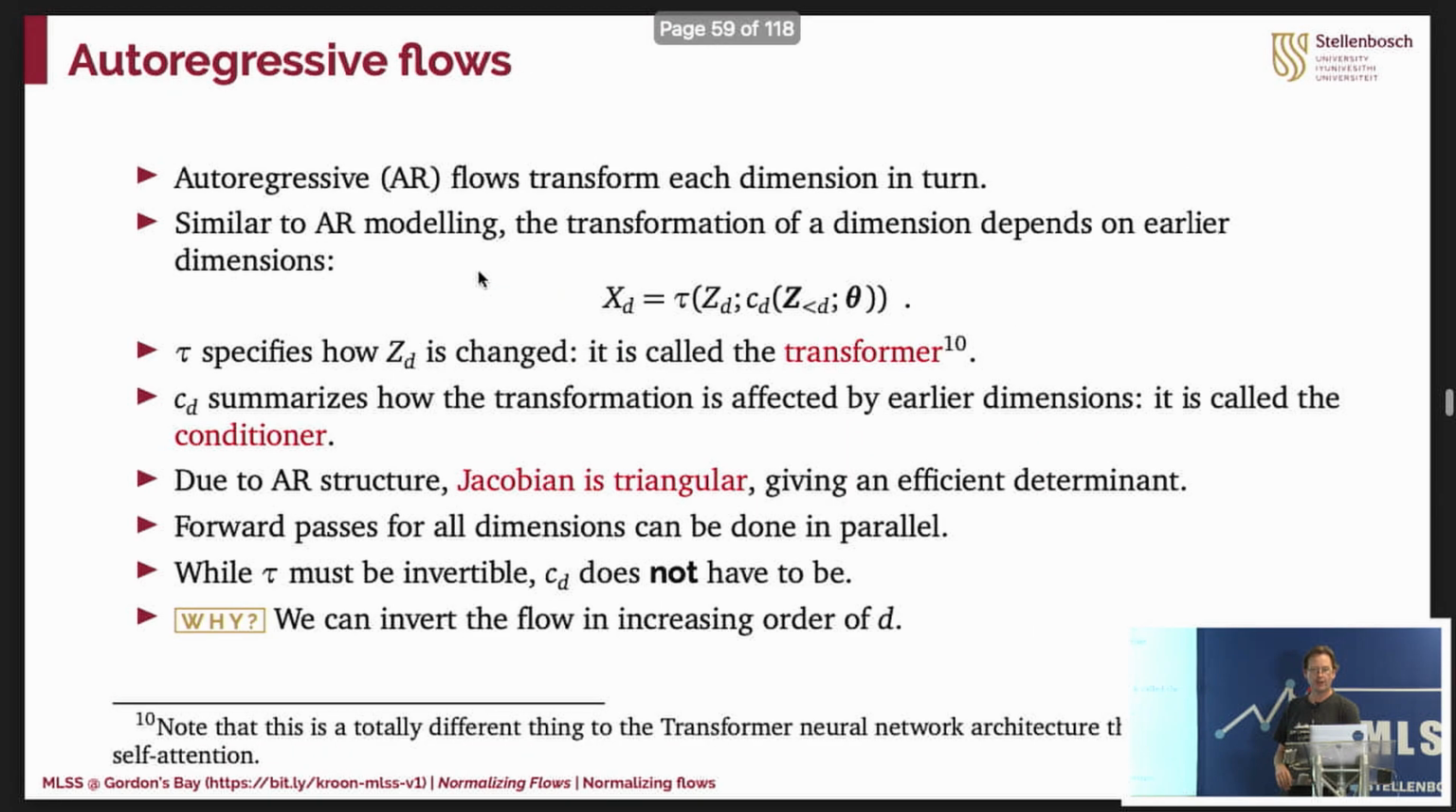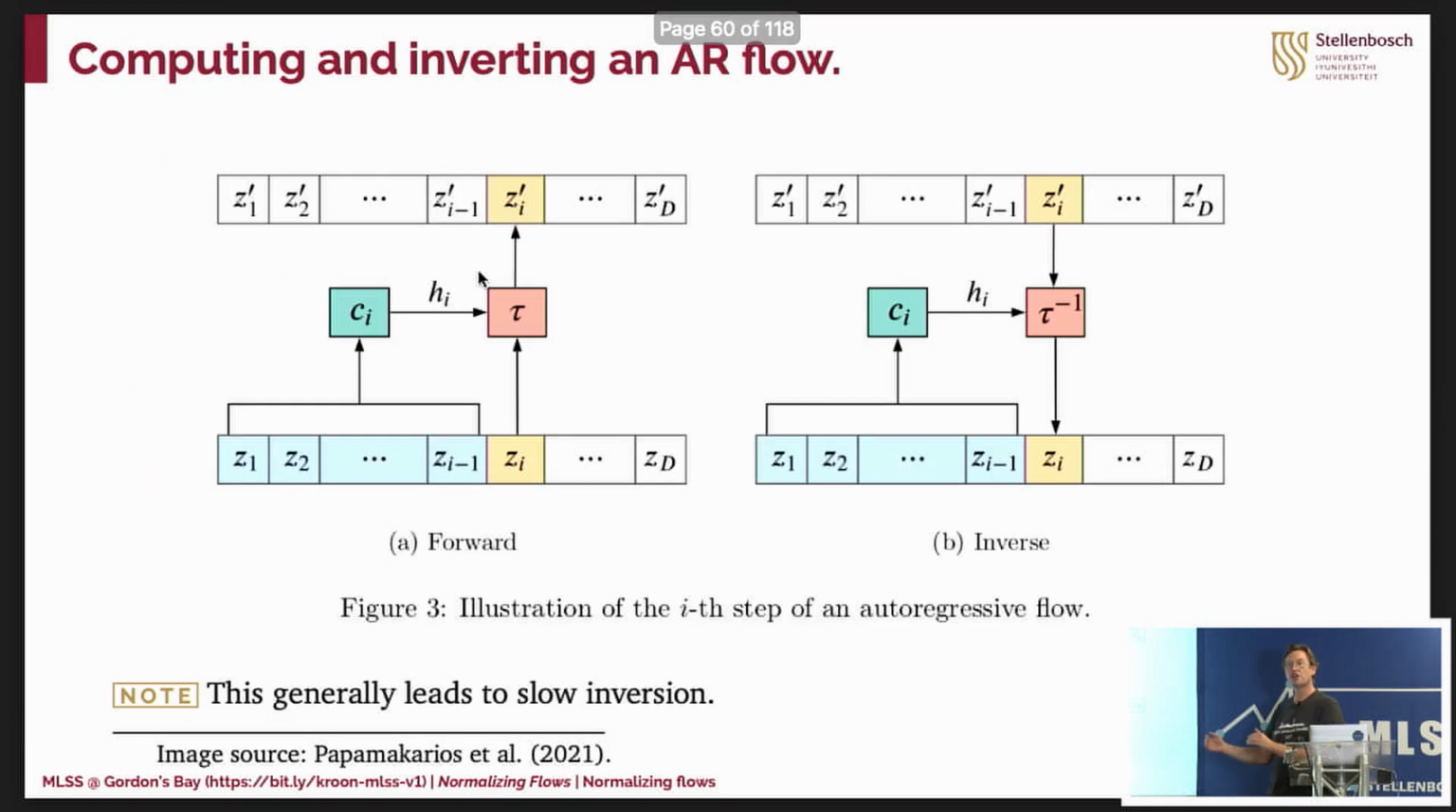Because of the autoregressive structure, we get a triangular Jacobian. That means that the determinant is the product of the diagonal entries, and so if we can compute those diagonal entries efficiently, then we can work out the Jacobian determinant efficiently. And in order to get those diagonal entries efficiently, we make the transformations we're applying component-wise affine transformations, because then that factor is very easy to obtain.